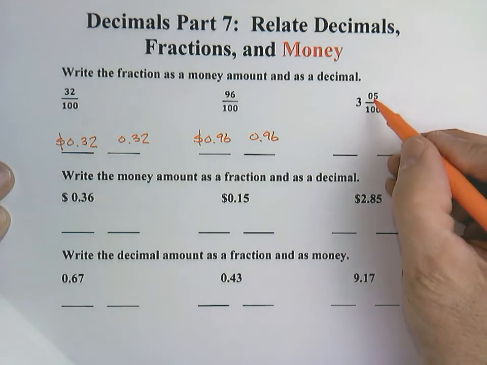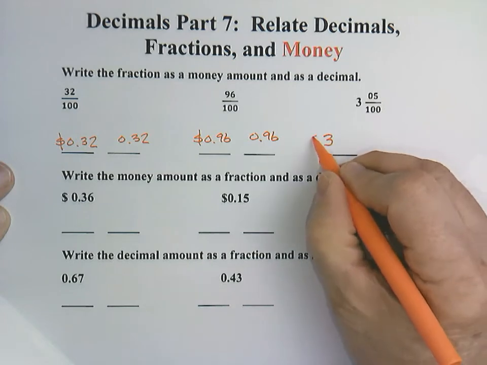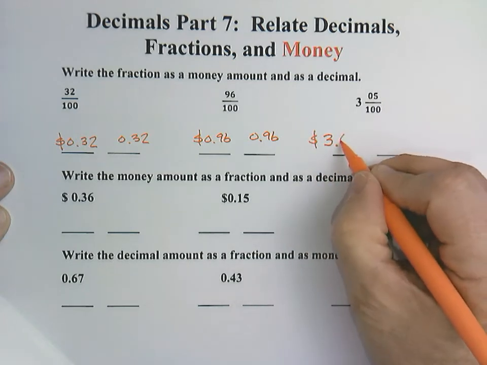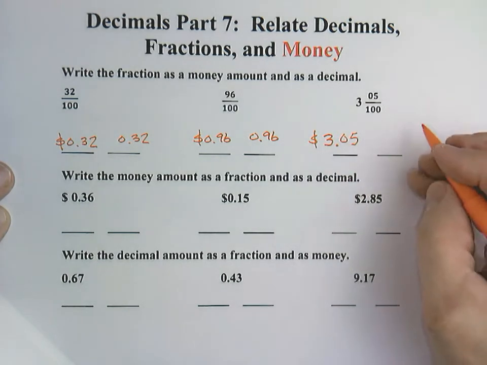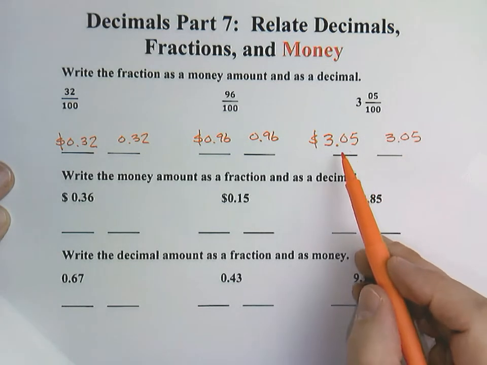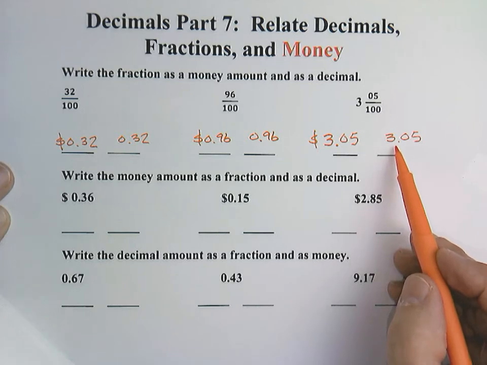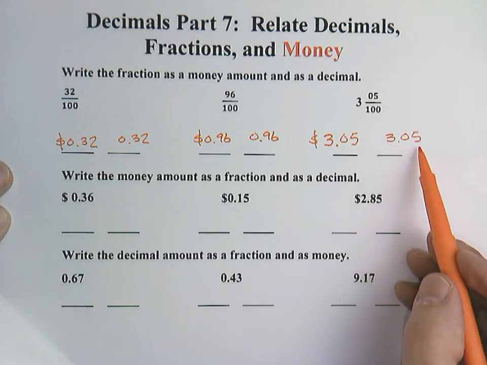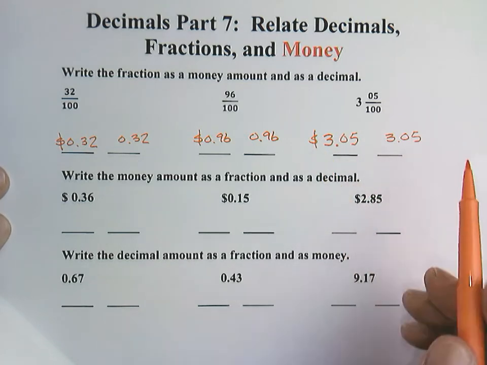Here we have a mixed number. We would say in dollar form, it would be $3.05. And in decimal form, we don't need the dollar sign. We would just write the mixed number of 3 and 5 hundredths. So notice here, we read this as $3.05. In decimal form, we would read this as 3 and 5 hundredths. Equal in value, it just depends if we have the dollar sign or not.